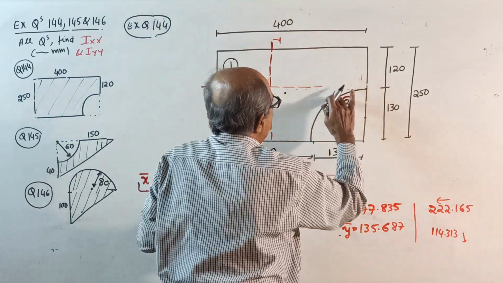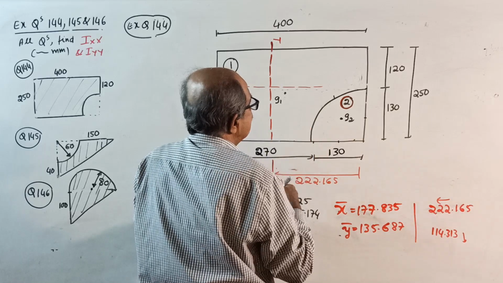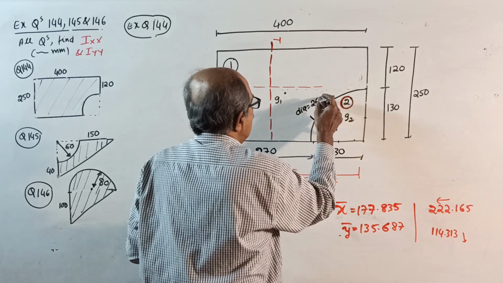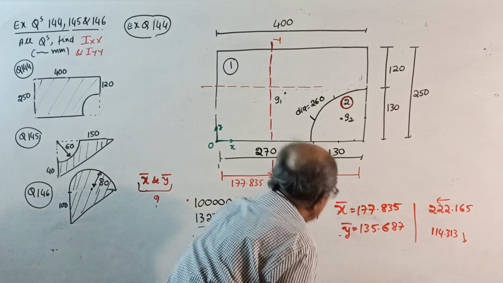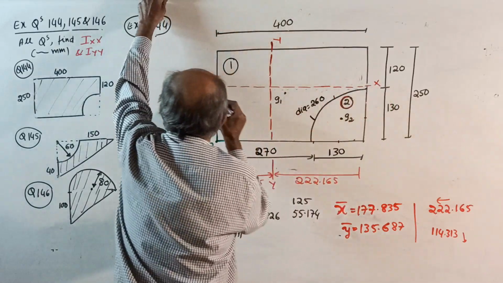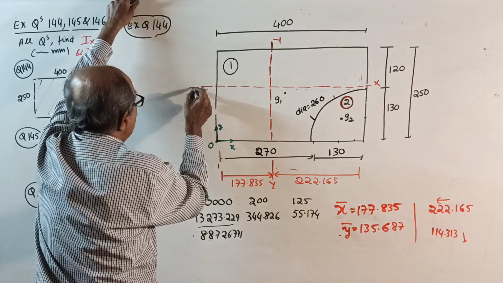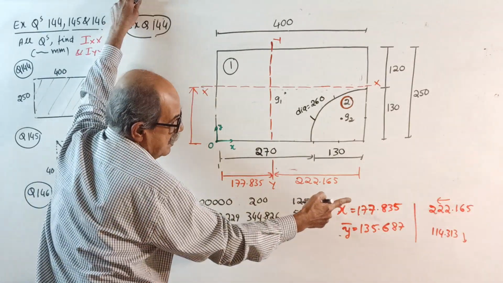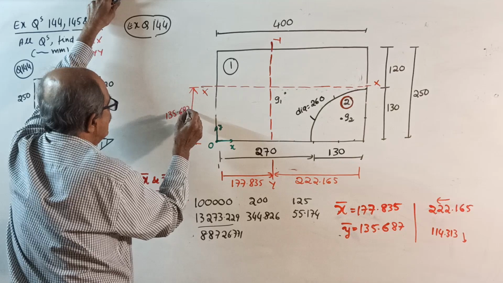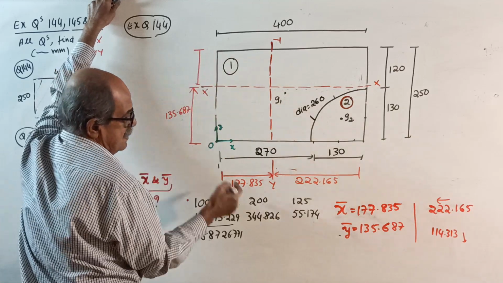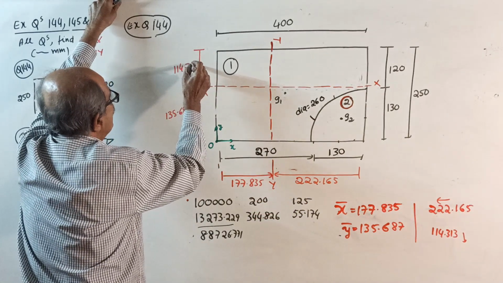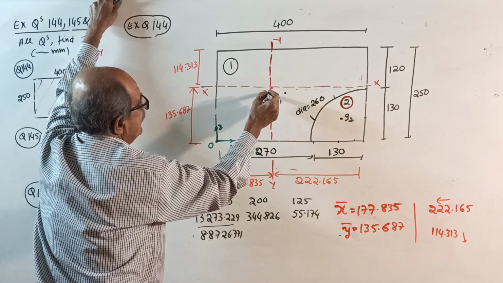Okay, I'll do one thing now. I will put the diameter this side. Why unnecessarily spoil that one? I'll put here: dia equal to 260. Now therefore, see, xx from here to here will be 135.687. From here to here will be 114.313. This is the centroid G for the entire lamina.